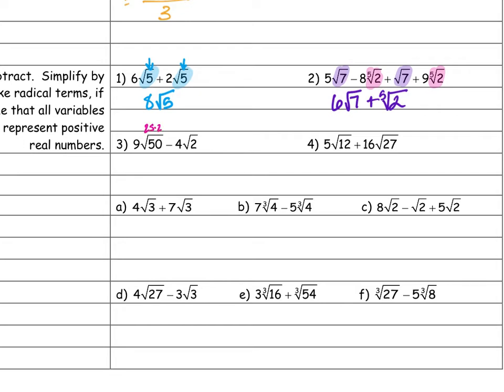That's 25 times 2. So that means I can write this as 9 times the square root of 25, which is 5, and then I get root 2 minus 4 root 2, which is going to equal 45 root 2 minus 4 root 2, or 41 root 2. Is that one okay? Is everyone okay with how I got 45?